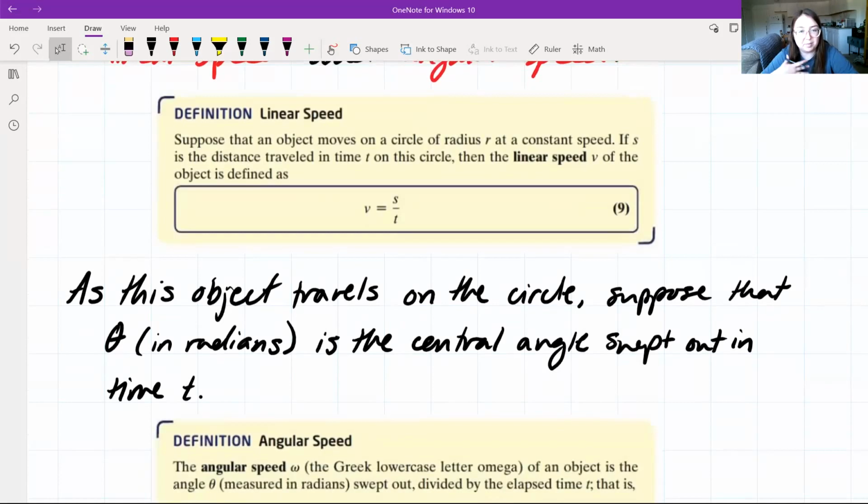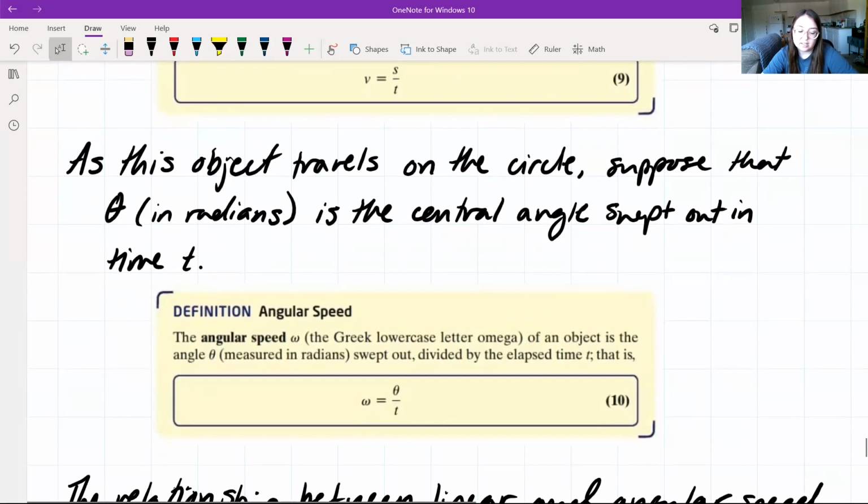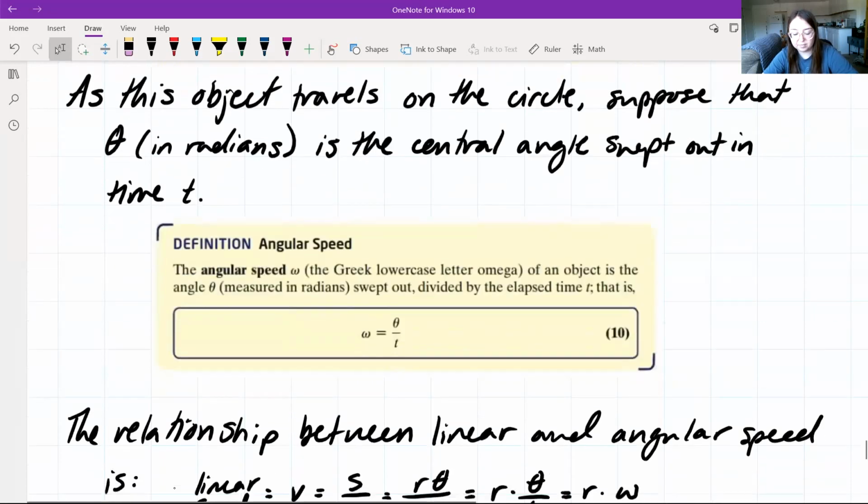So the important part of this question, linear speed has an equation of v is equal to s divided by t. So s is distance traveled in time t. So distance divided by time. As this object travels on the circle, we suppose that theta, in radians, is the important part, is the central angle swept out in time t.